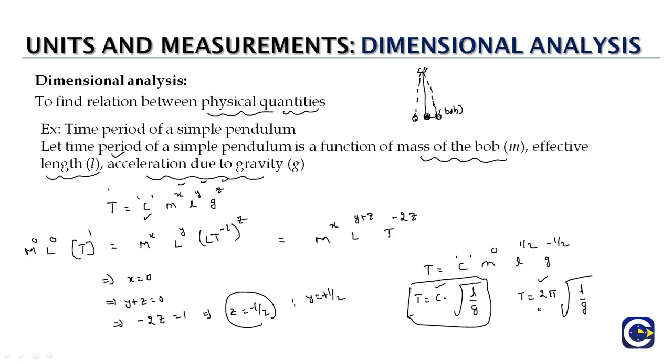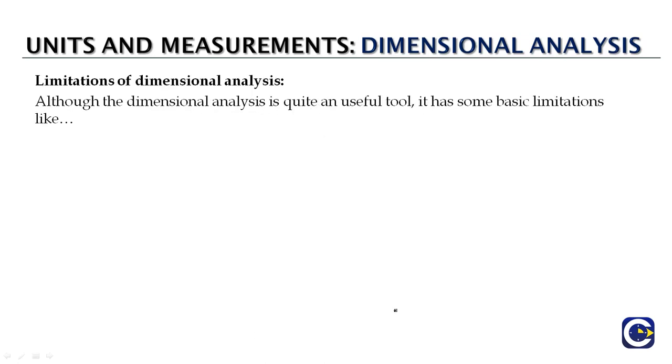So this is the method that we'll use to find the relation between physical quantities. And an important thing here: the relation must be a simple relation. When we have a complex relation, this method will not be applicable. Dimensional analysis, though it is a very important tool, has some basic limitations because of the way the dimensions are actually defined.